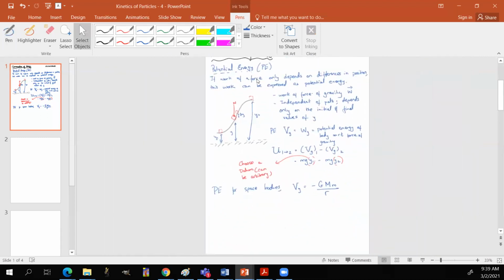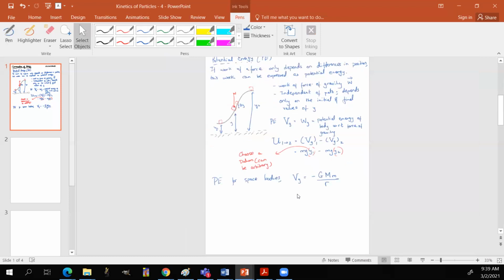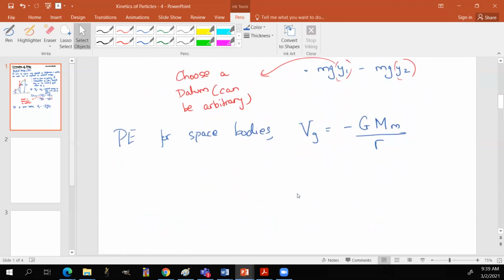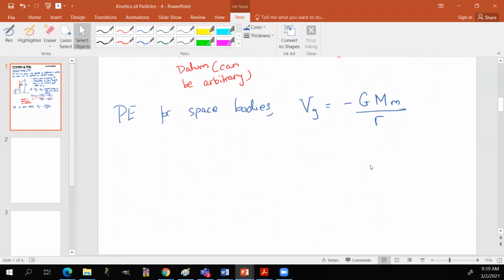Okay, so this describes everything that has to do with gravity, right? Next, we want to look at another interesting thing that comes in when you're looking at springs. Say you have a spring, and let's say that over here, it's in its undeformed position.